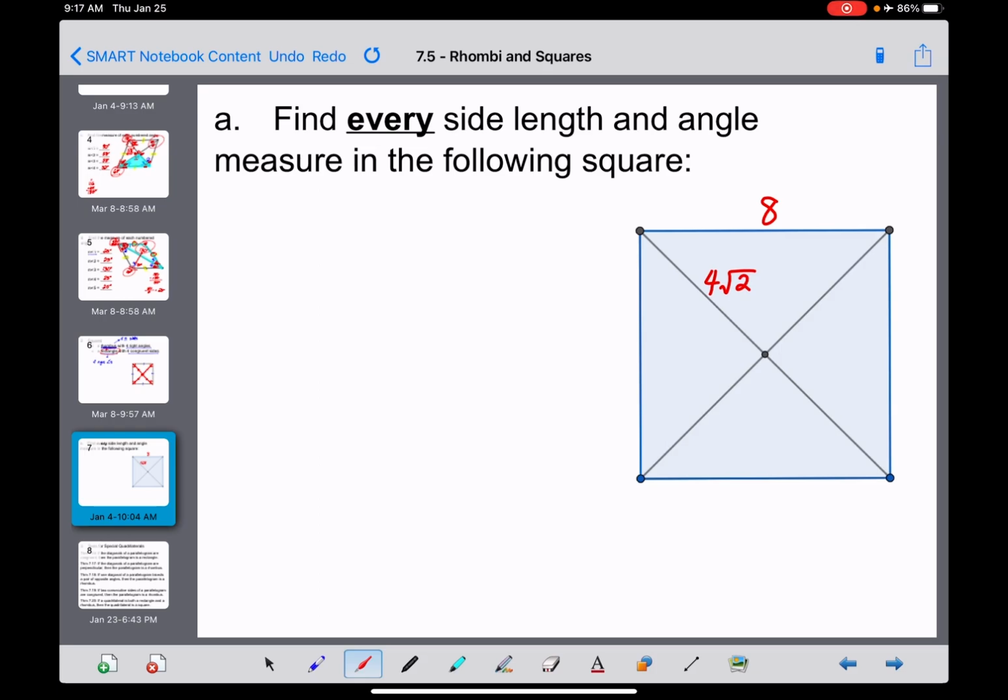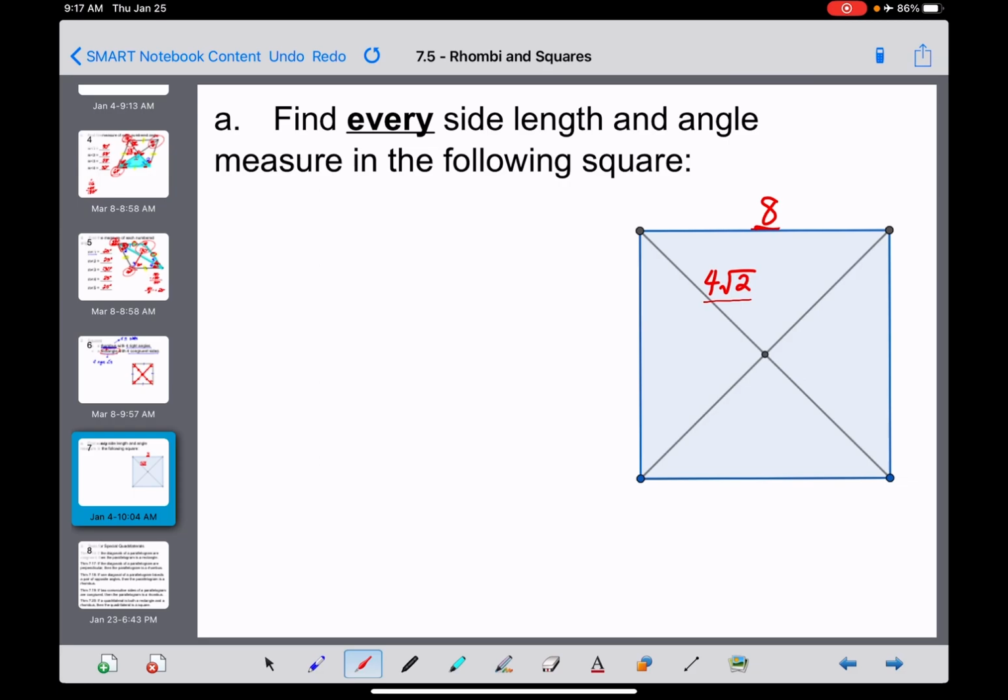Okay, I drew a square, and again, I did it on GeoGebra because I wanted this to look nice. And I gave you 2 side lengths here. One side length in the square is 8. And then this little half diagonal is a weird irrational number here, guys, called 4 times the square root of 2, or just 4 root 2.